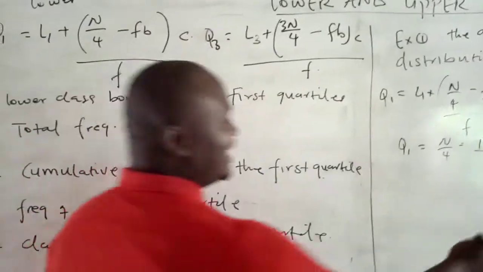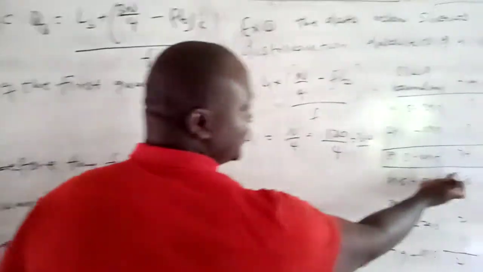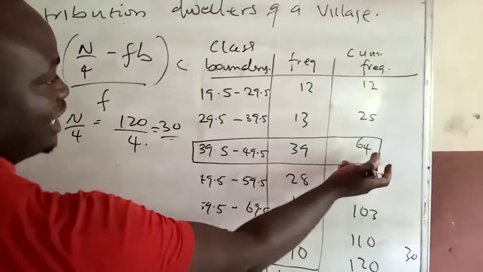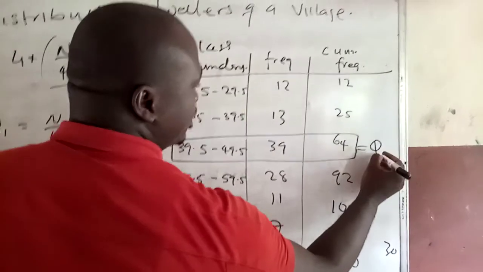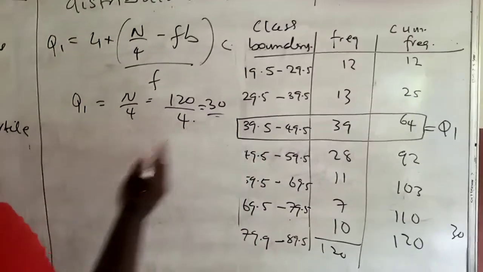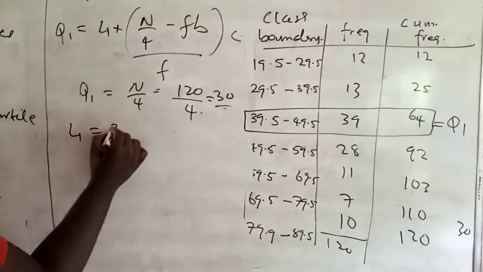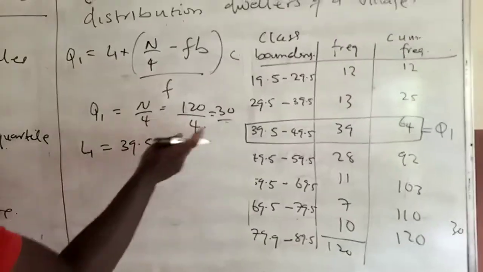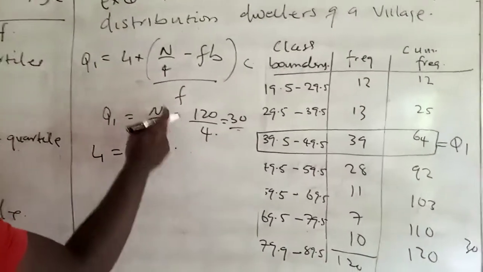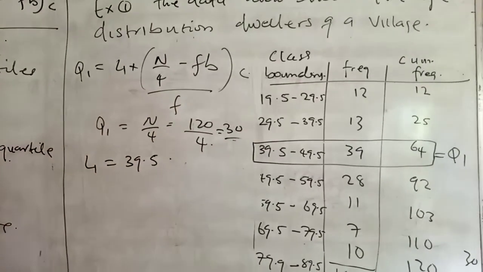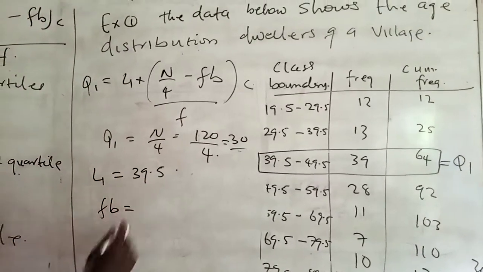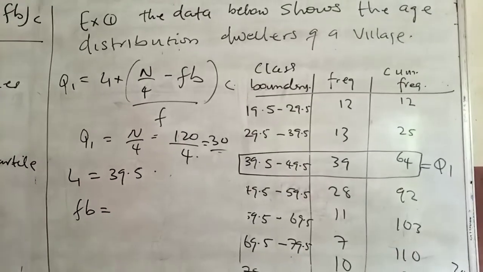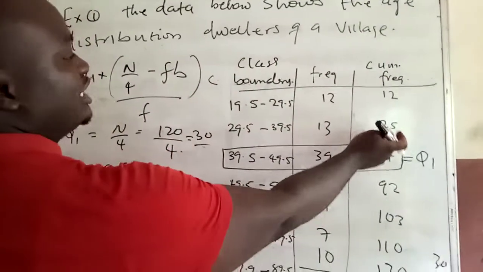Now, this from our table, this is the first quartile. So we've gotten our first quartile, let me write this one as Q1, right? The lower class boundary, L1, is equal to 39.5, right? And we already have our N divided by 4, which is 30. The next thing is FB. And FB is the cumulative frequency before the first quartile. The cumulative frequency before the first quartile.